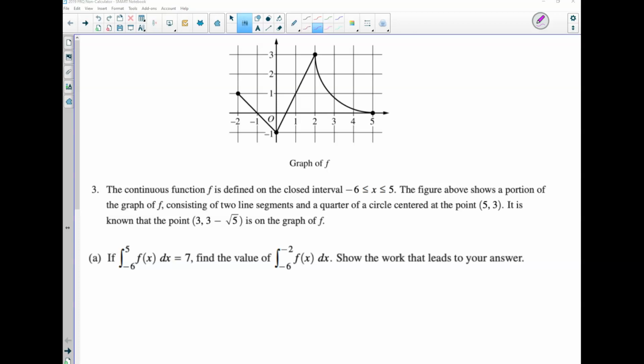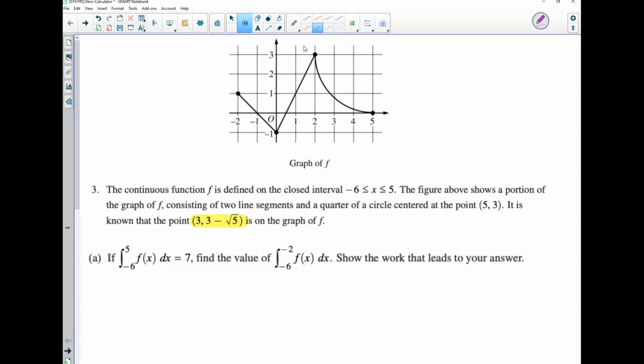So you have your continuous function f that's defined on the closed interval -6 to 5. The figure above shows a portion of the graph f consisting of two line segments and a quarter circle centered at the point 5, 3. This stumped me for a while because I was wondering how I'm going to find that. Well, they gave it to you. This is going to be an important piece of information at one point or another.